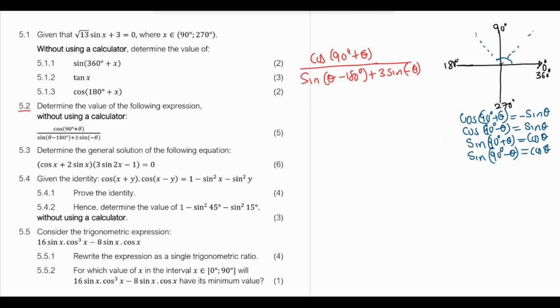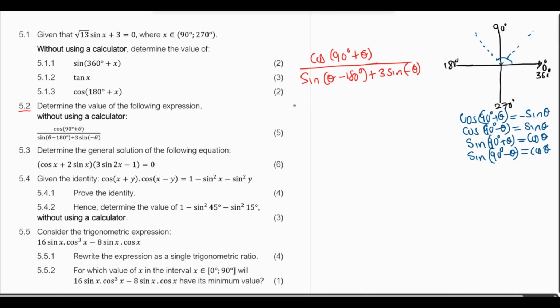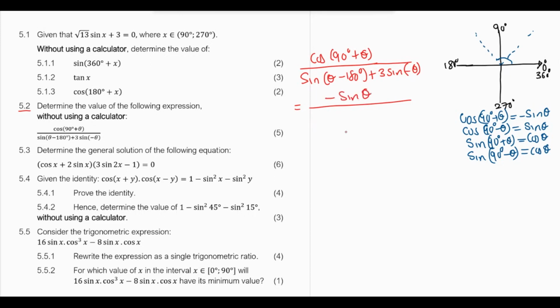So cos(90° + θ) reduces to −sin θ. Now let's discuss this. And then here we have θ − 180°. Remember, when you look at the CAST diagram, if you look at the angles in the Cartesian plane, we know that in the first quadrant we have angle θ. In the second quadrant we have 180° − θ. So our angles must be in this form. And then in the third quadrant we have 180° + θ. Then in the fourth quadrant we have 360° − θ.